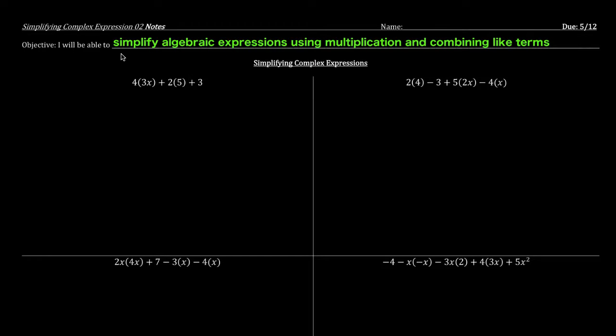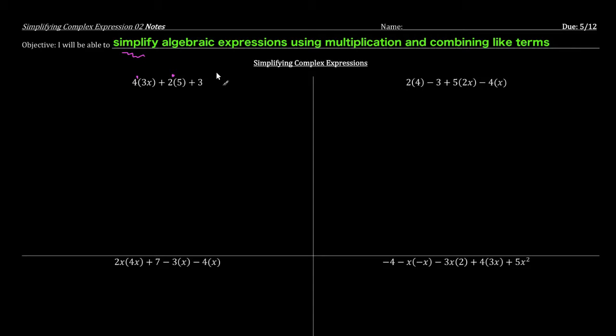All right, so in this lesson, we are going to simplify algebraic expressions by using multiplication and combining like terms. So, the first thing you need to do when you simplify any of these expressions is what we did in the previous lesson. I want you to mark every time you read multiplication. So, 4 times 3x plus 2 times 5 plus 3.